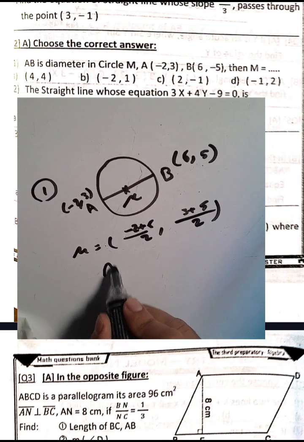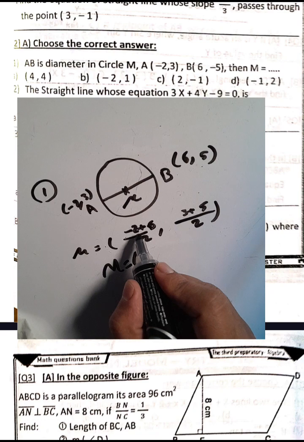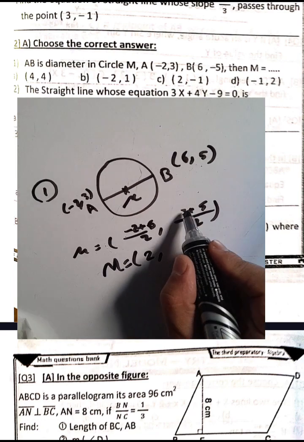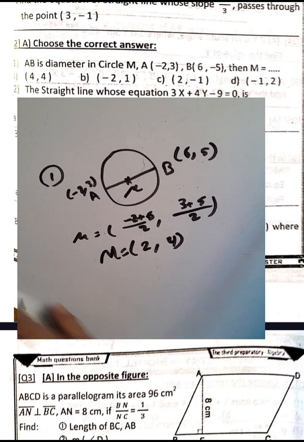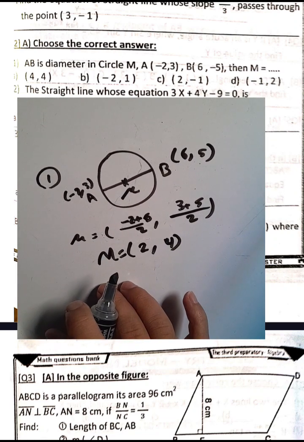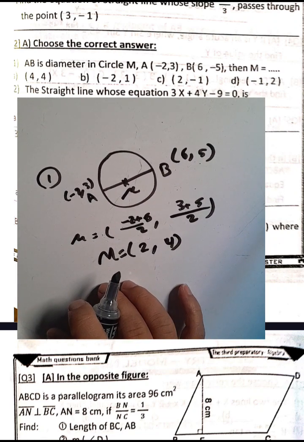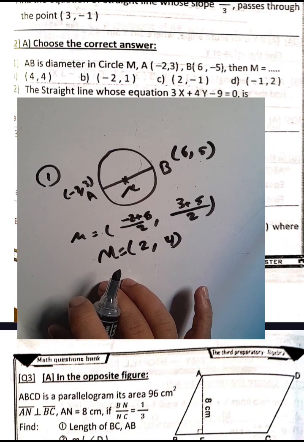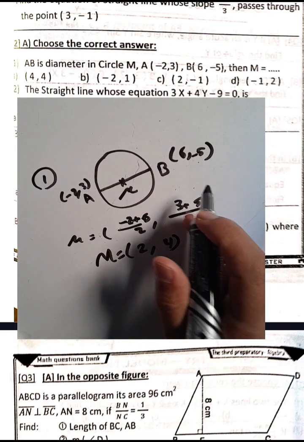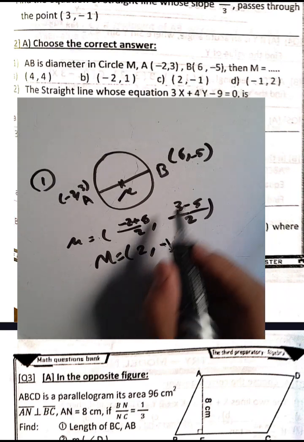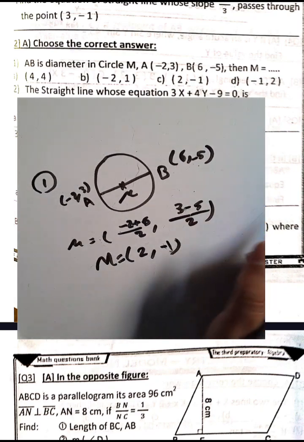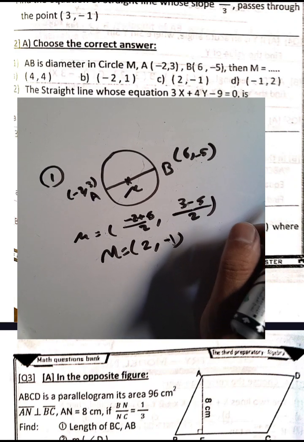Then negative 2 plus 6 divided by 2 equals 2, and 3 plus 5 equals 8 divided by 2 equals 4. Okay, then that is the center of the circle. Again, it was negative 5: 3 minus 5 is negative 2, and negative 2 divided by 2 is negative 1. The coordinates of B were 6 and negative 5. Understood? Then the result is (2, negative 1).